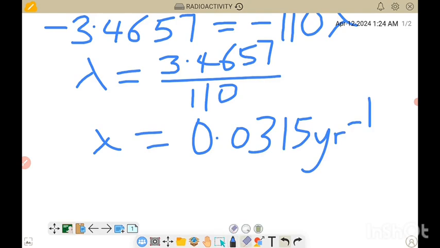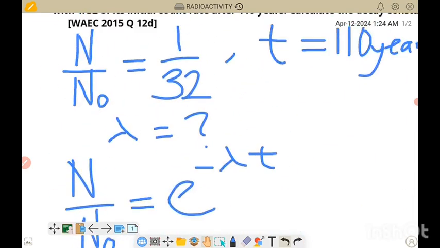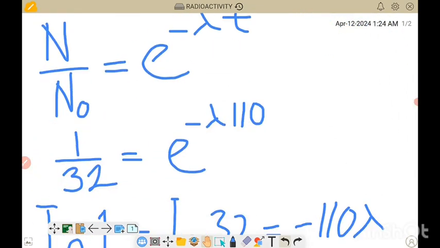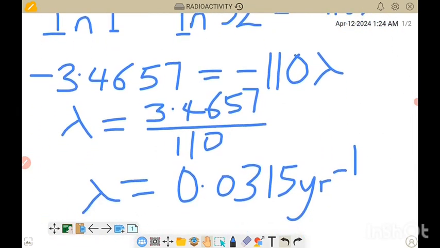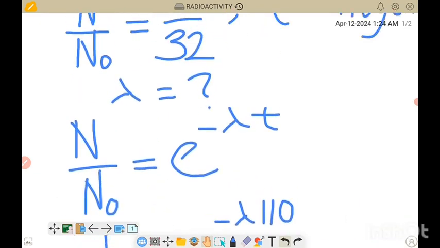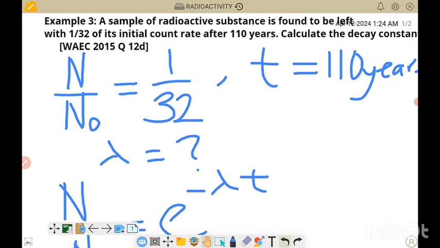Now this is how you attempt this question. We've been able to use one of our formulas again. Let me write this one properly. This is a question from WAEC past question 2015, question 12D. You can see how we are able to solve this. You can see the given parameters and what we were able to do here. All right, we are going to go straight to another example.